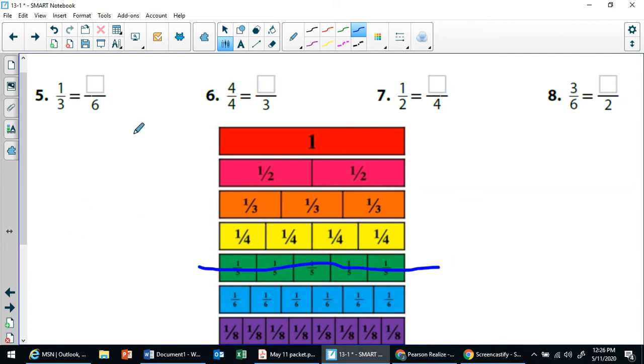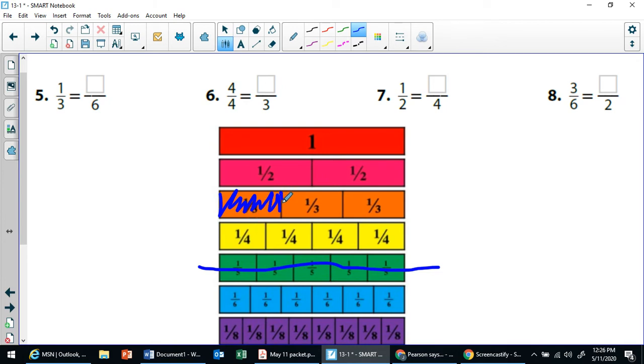So we're going to do one together. Let's go ahead and look at thirds. We're going to just do number 5 together. So 1/3, I'm going to go ahead and shade in 1/3. I am looking for fractions that are the same size as a third. Is a half the same size as a third? No, much bigger. Is a fourth? No, much smaller.